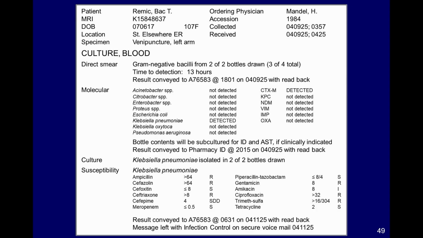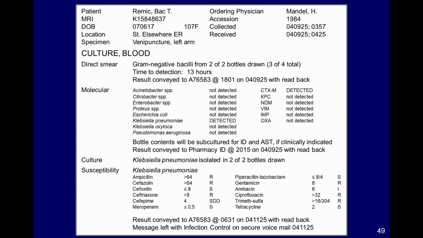to kind of summarize everything we talked about today. So when I was directing the lab, we would always indicate the number of positive bottles and the number of bottles drawn, right? Because 1 out of 4 means a lot to folks compared to 1 out of 2, right? That helps there. We also talked about the time to detection. We always made that available on the report as well.